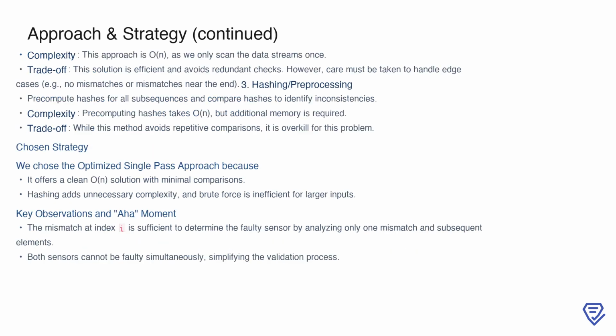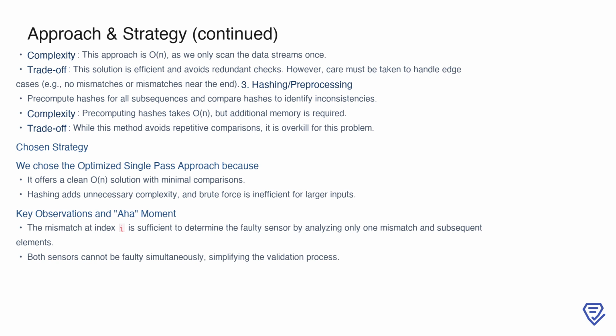The optimized single-pass approach operates with a time complexity of O(n), as it processes the data streams in a single scan without redundant checks. This makes it significantly more efficient for larger inputs. However, it's important to account for edge cases, such as when there are no mismatches or when mismatches occur near the end of the data stream.